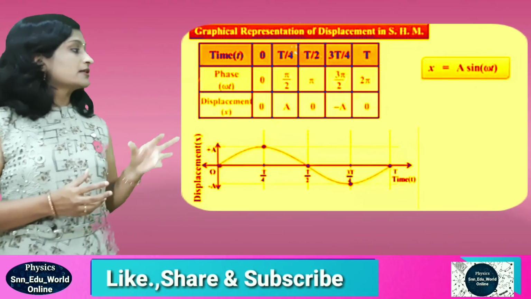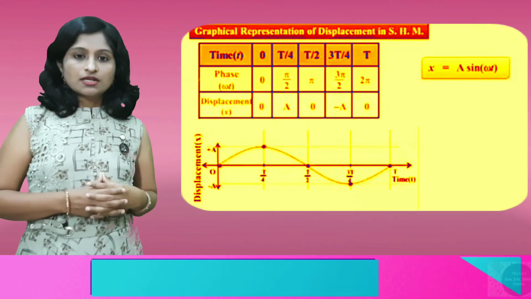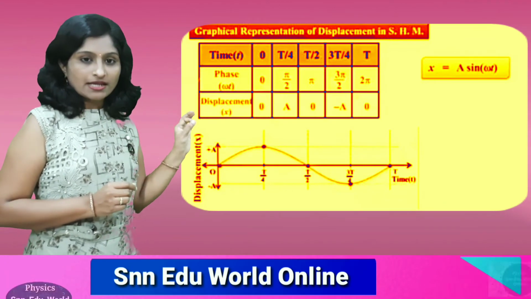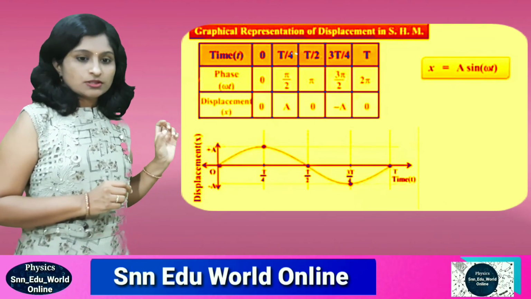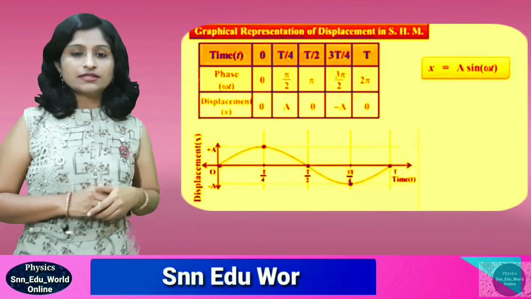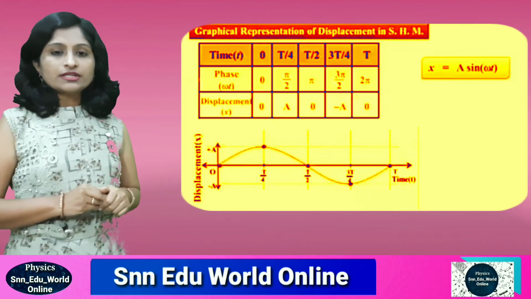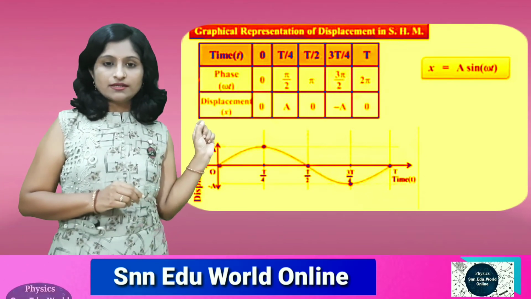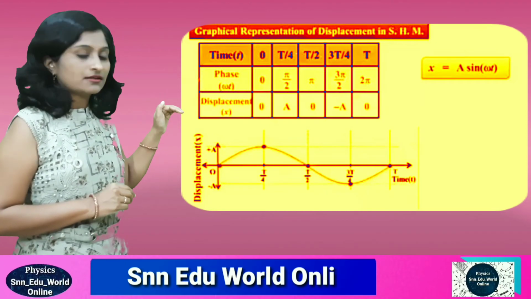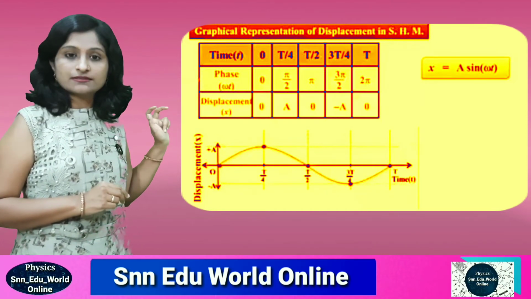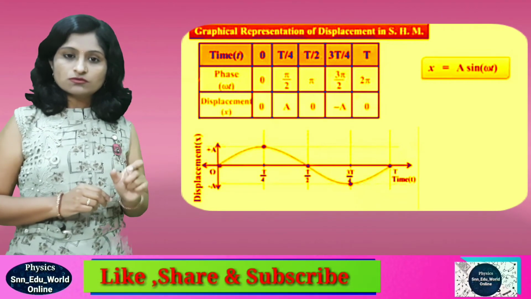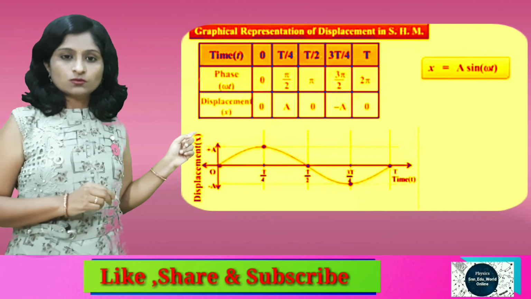So first we'll discuss the displacement. Now as we know, displacement x is represented as a sin omega t. So according to the table, the values of omega t are given in the table. So substitute each value of omega t, and you will get x. So the third row I have inserted here is displacement x. So when omega t is 0, sin is 0. So the value is 0.